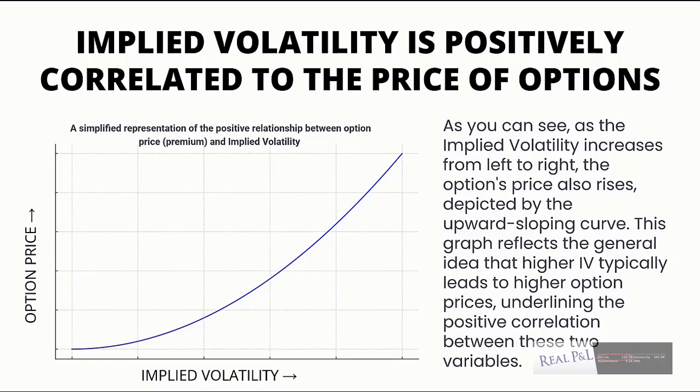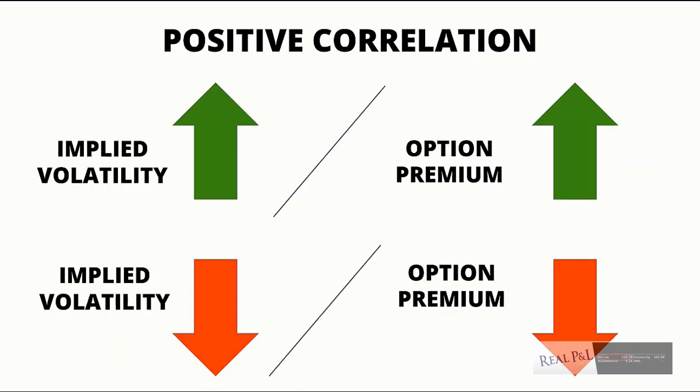It's important to remember that this chart is a simplified representation. In real market scenarios, the relationship between IV and option price is influenced by other factors, such as the underlying asset's price movements, time decay, and interest rates. So again, here's another way to look at the positive correlation between implied volatility and option premium or option prices.